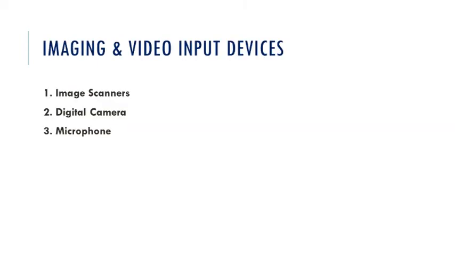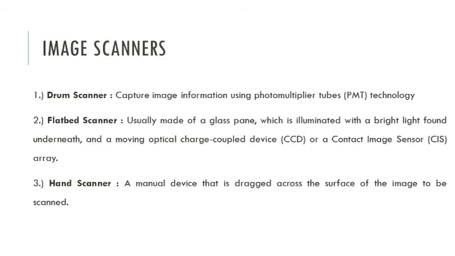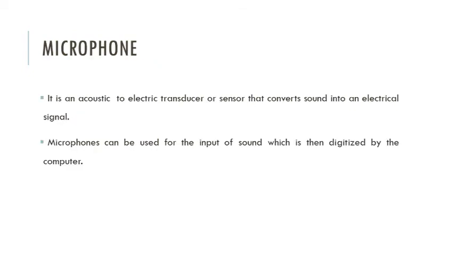Now we have the imaging and video input devices. The first one is the image scanners. We have the dumb scanners, the flatbed scanner, and also the hand scanner. Then we have the digital camera and also the microphone. Regarding the microphone, sometimes called a mic, it helps to convert the acoustic signal to an electric signal. Basically it is an acoustic to electric transducer, which means it converts one form to another, and it is a sensor that converts sound into an electric signal. So that's regarding the microphone.